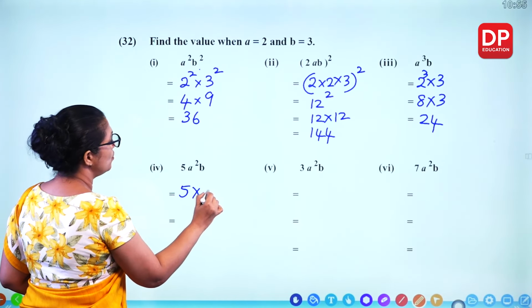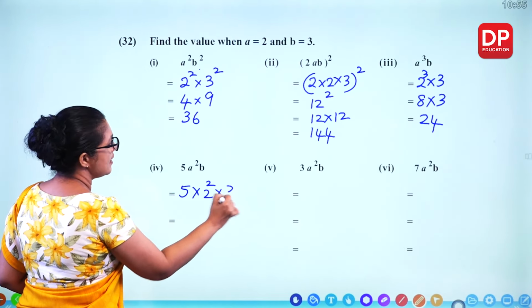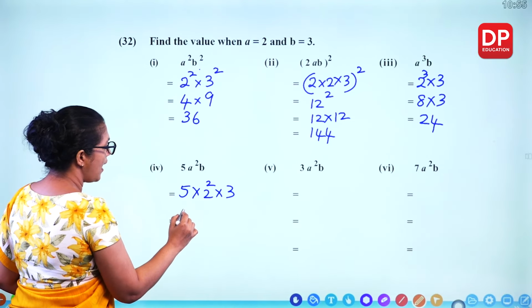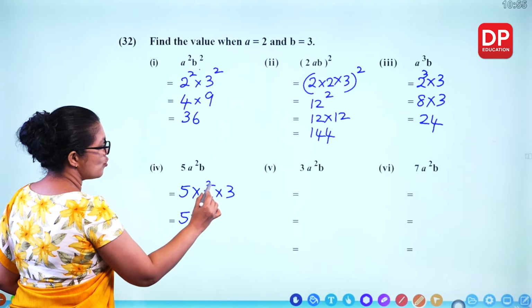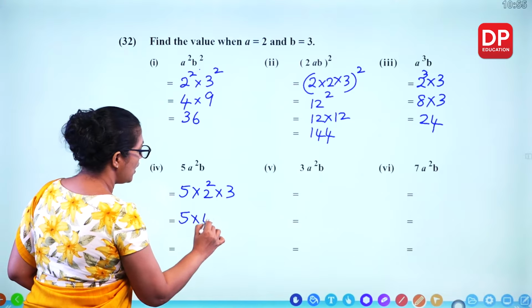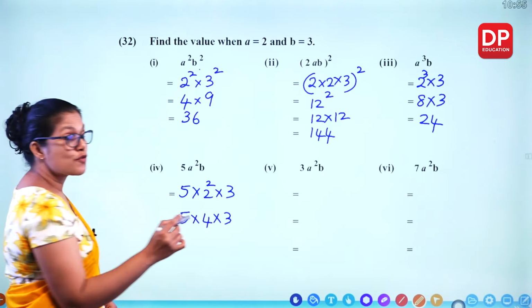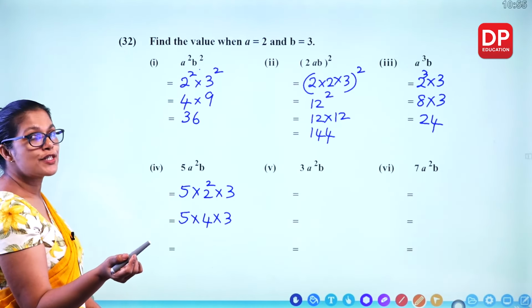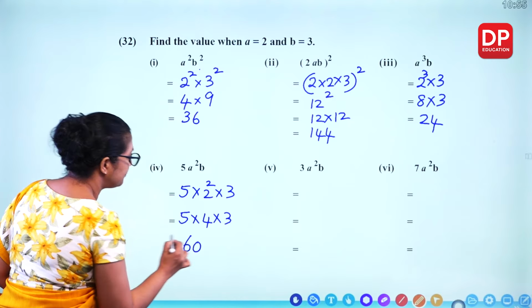This one, 5 is there. A means 2 and b is 3. So 5 into 2 to the power 2 is 4, into 3. 5 times 4, 20. 20 times 3, 60.